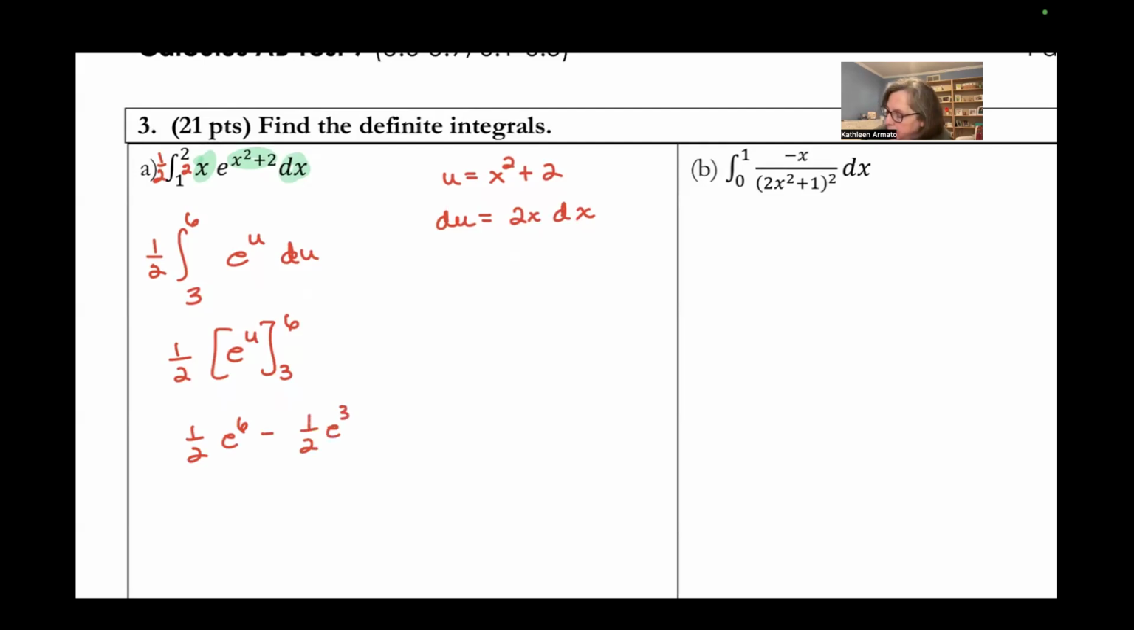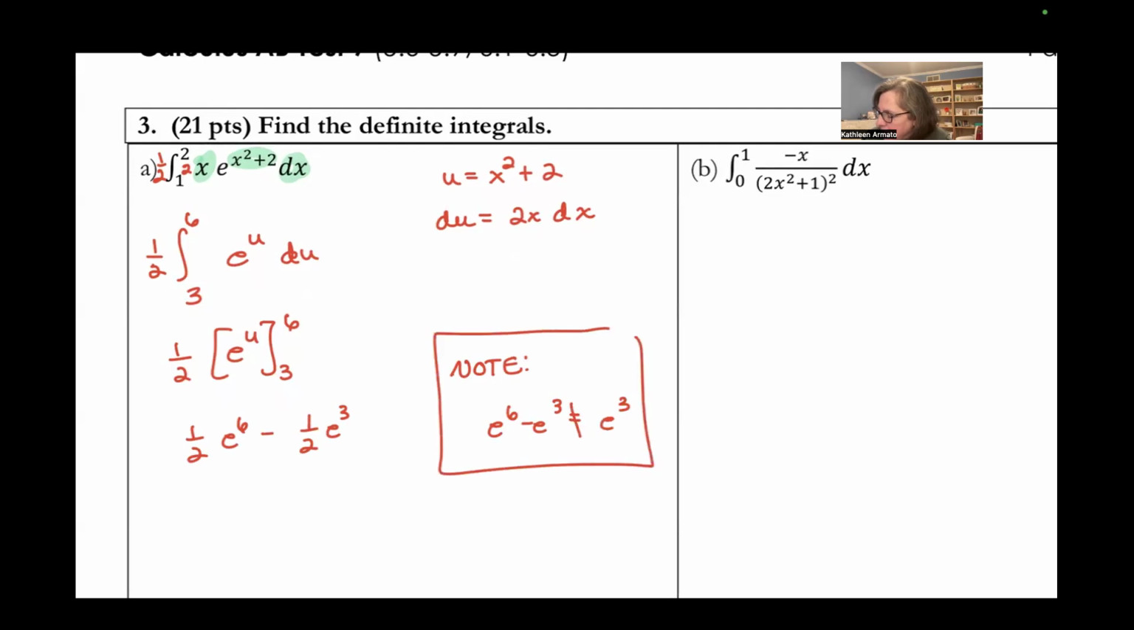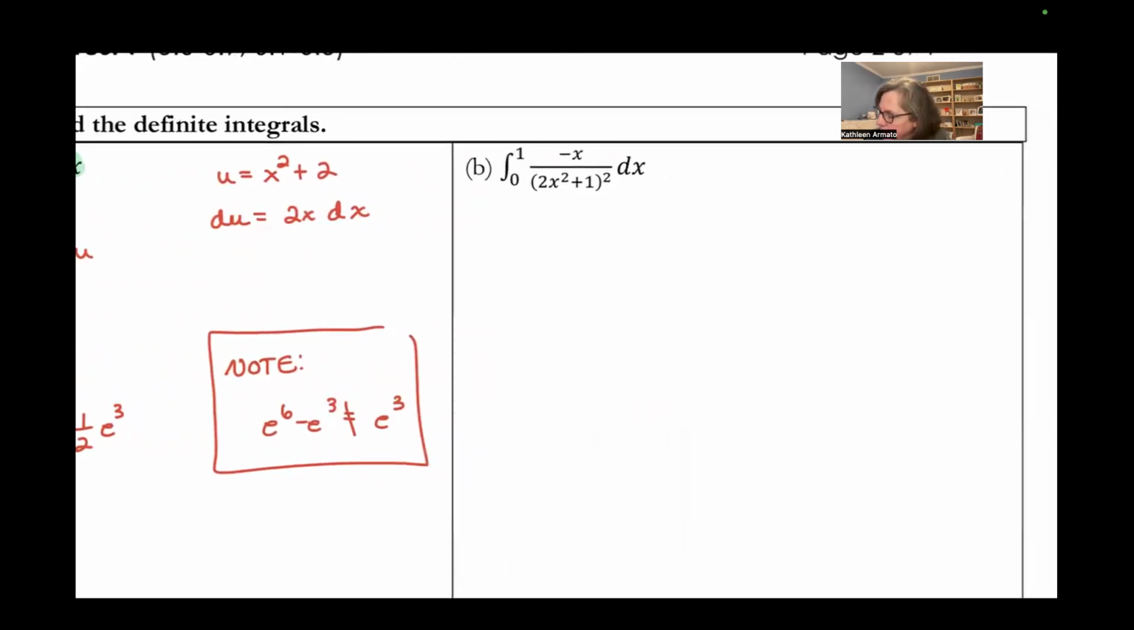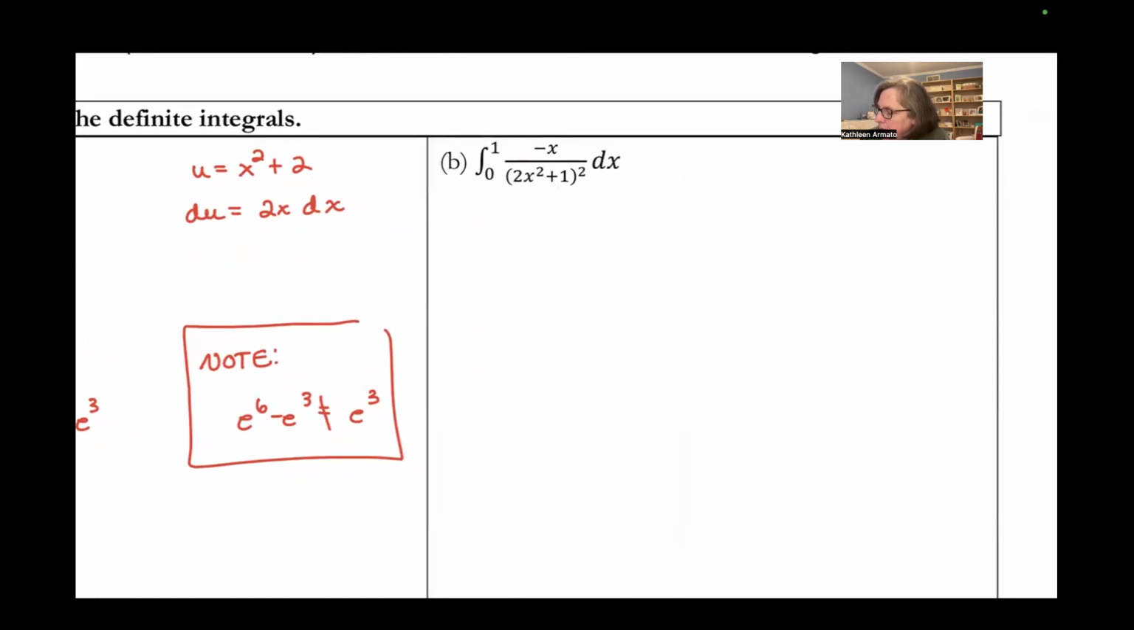And that's it. And just a little side note, for some reason, I had a fair number of people who wanted to say that e to the 6 minus e to the 3 equals e to the third. And it does not, folks. You cannot combine those.